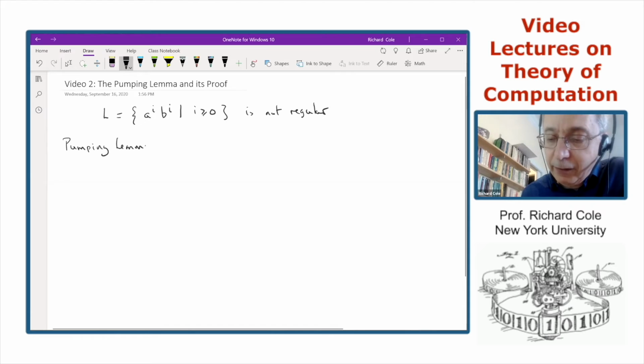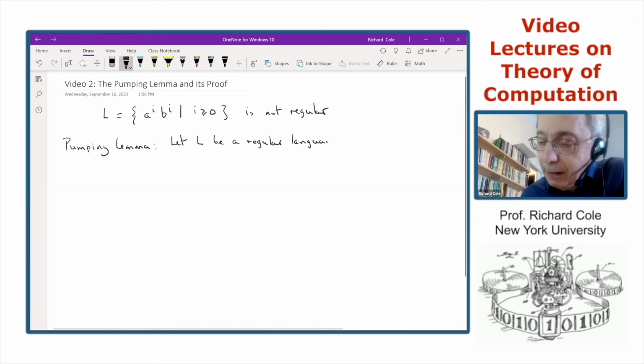And the reason for its name will become clear in a minute. So the pumping lemma actually applies to regular languages. So let L be a regular language. What it does is it gives a property of regular languages, and it's a property that non-regular languages are, for the most part, going to fail. And for that reason, we're going to be able to show that they're not regular.